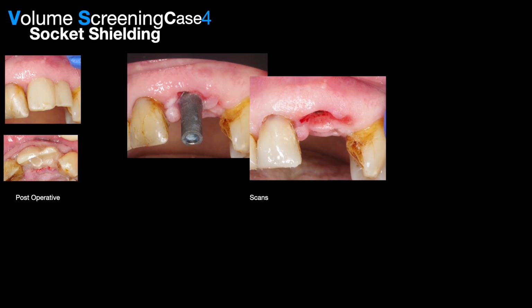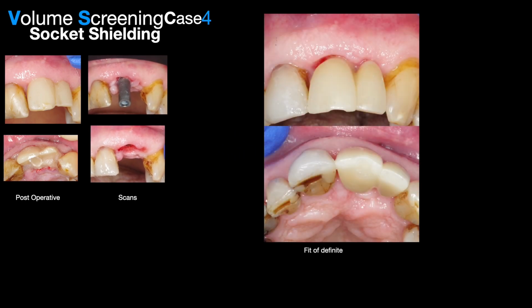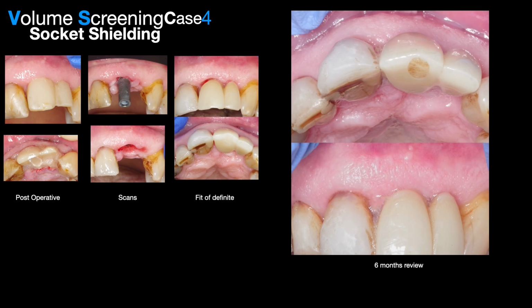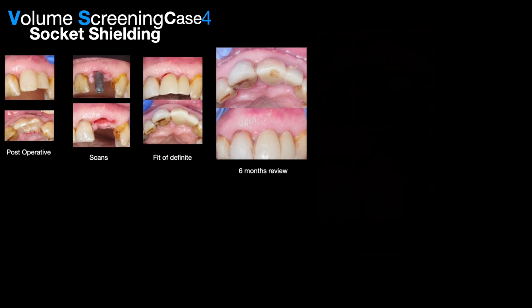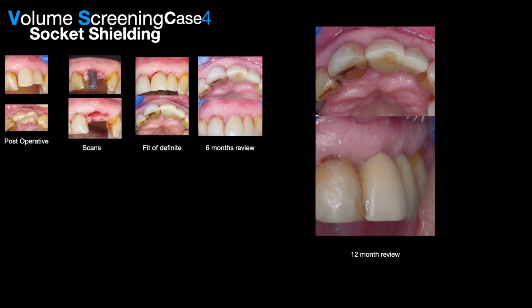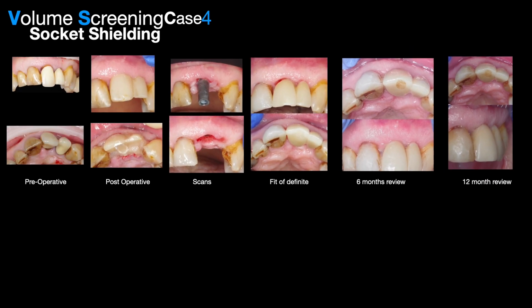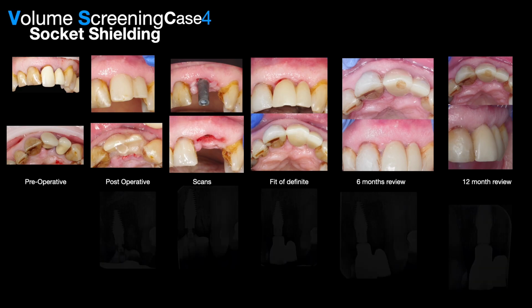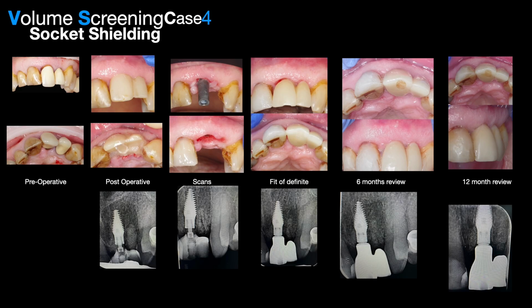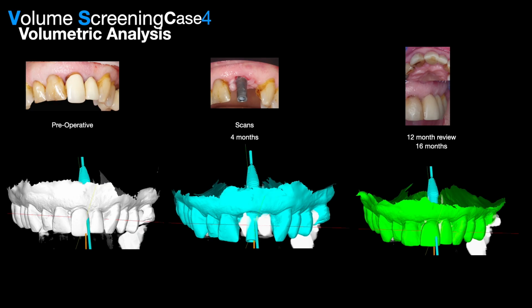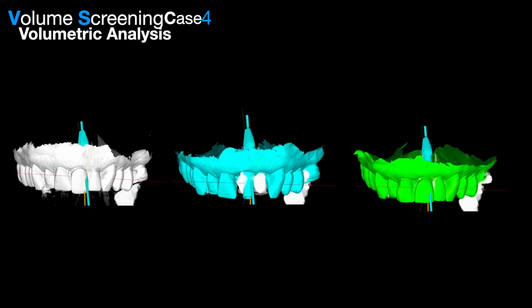Got scans. We've got fit, initial fit. We've got 6 months review. And we've got 12 months review. So that's what we have. It's the overview. You can see the x-rays. And we got scans. So let's see what's happened.